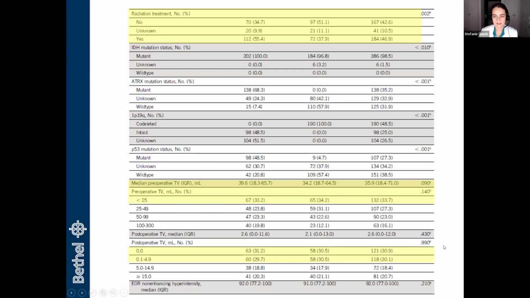Postoperatively, there's a very high rate of complete resection with no residual FLAIR hyperintensity left of 30% in the whole cohort, and comparably between the two glioma subgroups. And also another third of the patients had a near total resection with less than 4.9 milliliter residual tumor volume.